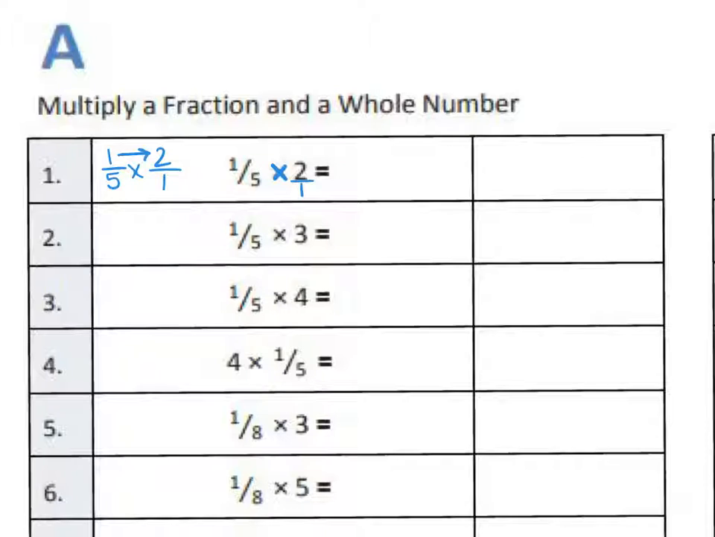1 times 2 equals 2. Then you have your fraction line, and then you say 5 times 1 equals 5. So what is our answer? 2/5. Next one. Same thing. Put the whole number over 1 and multiply across. 1 times 3 is 3. 5 times 1 is 5. And you're going to keep doing that.